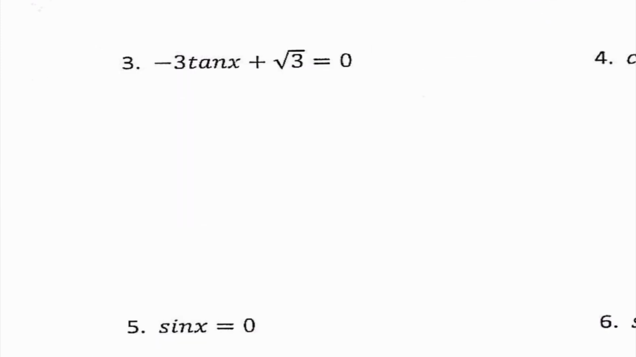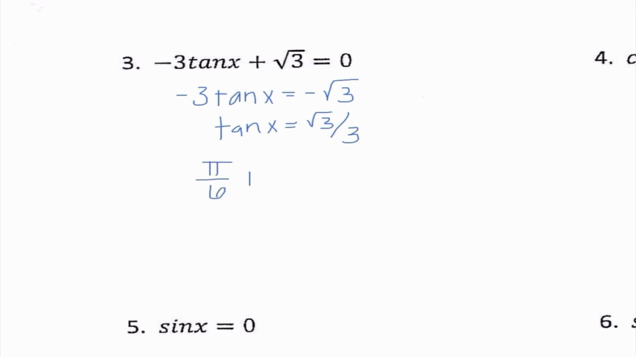Hooray, number 3, we have a tangent problem, which I know is the easiest because tangent only happens once. So I'm subtracting radical 3, and then I'm going to divide by -3. So I need to think what angle has a tan value of radical 3 over 3, and that is pi over 6, and this is only repeating every k pi because the period for tangent is just pi.